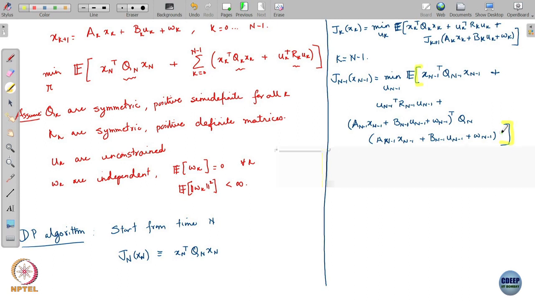Out of all of these, remember x n minus 1 is simply a nominal initial state. So, it is not a random variable, it is not the true state realized during the problem, it is just a nominal state that any candidate state that we are starting off with, ok. And we are now finding u n minus 1 as a function of that x n minus 1.